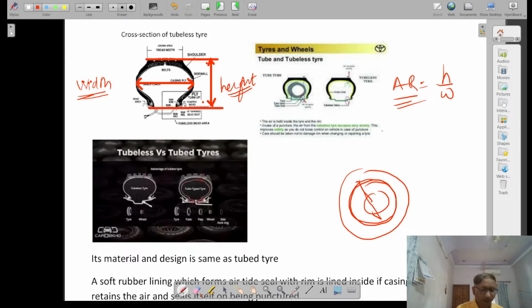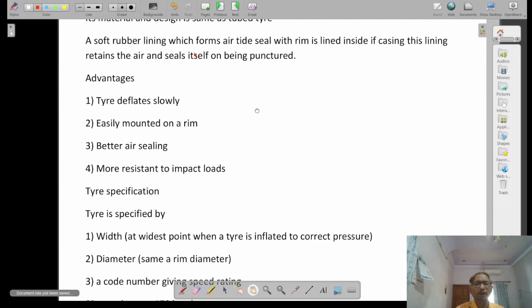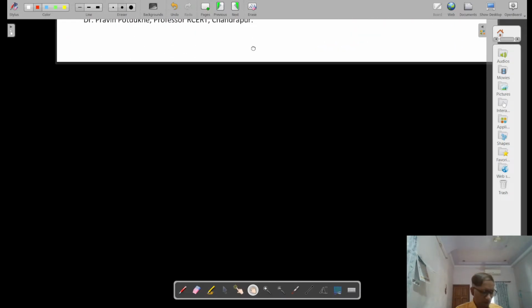Then there is another component mentioned in the tire specification, the load index. It tells you what load the vehicle can carry. Then there is a speed symbol, which tells you what speed the vehicle can run. Now I will give you an example of how the specification is given.